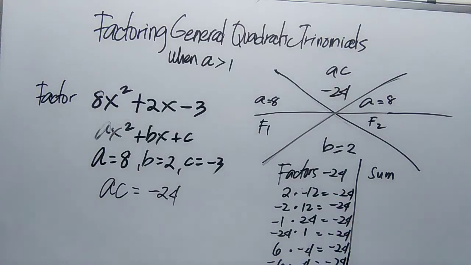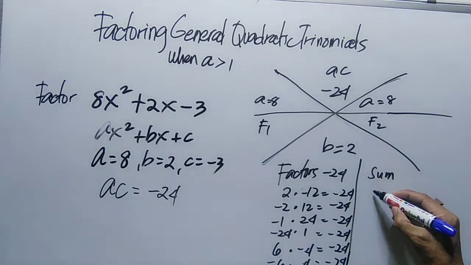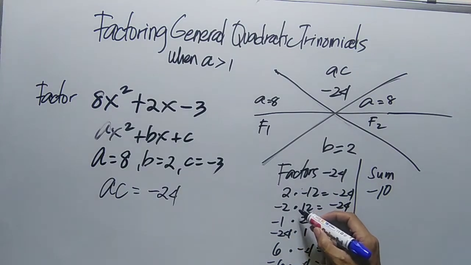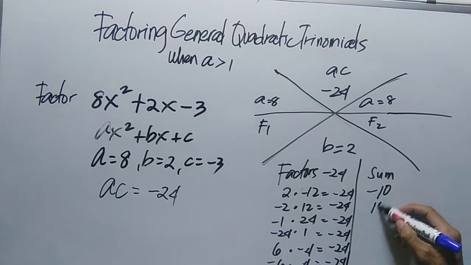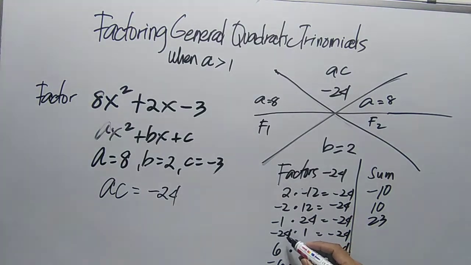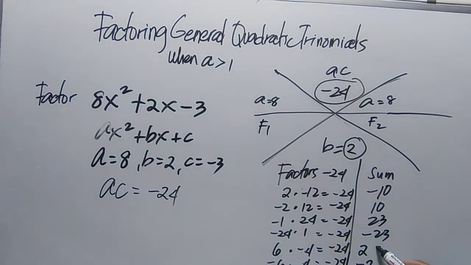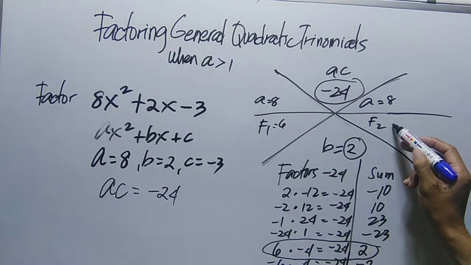Ngayon, i-add natin yan para makita natin yung hinahanap natin na 2. Si 2 plus negative 12, that is negative 10. Okay? Negative 2 plus positive 12, that is positive 10. Negative 1 plus positive 24, that is positive 23. Negative 24 plus 1, that is negative 23. Positive 6 plus negative 4, that is positive 2. Ayan na. Okay, then negative 6 plus 4, this is negative 2. So, hinahanap natin, yung product is negative 24, tama yan lahat. Then yung sum niya dapat ay positive 2. Ayan. Okay, so yung first factor natin is 6. Lagay natin dyan, 6. Second factor natin is negative 4.